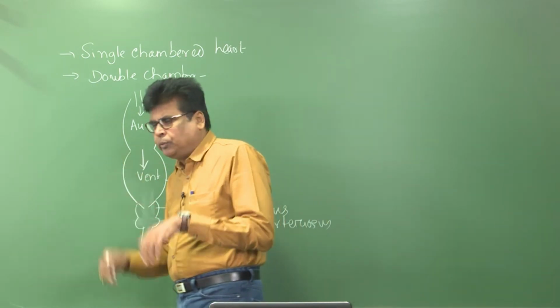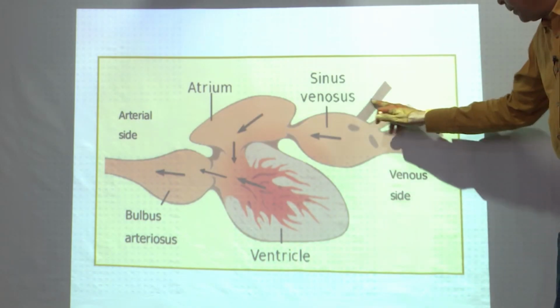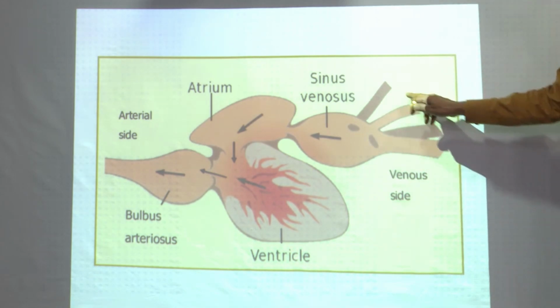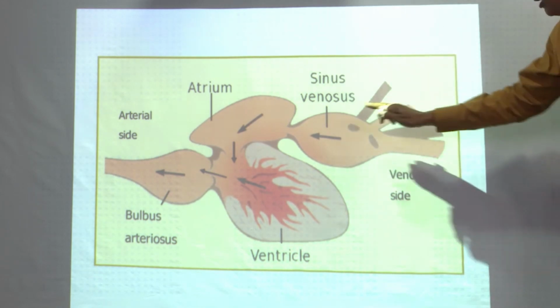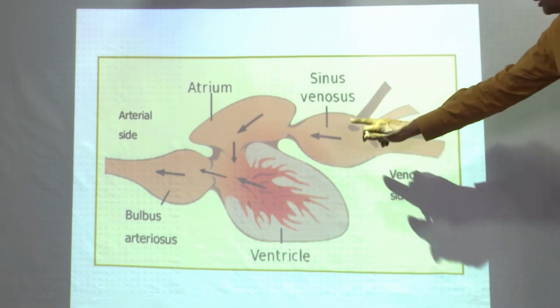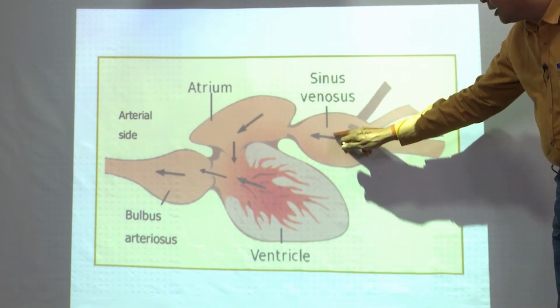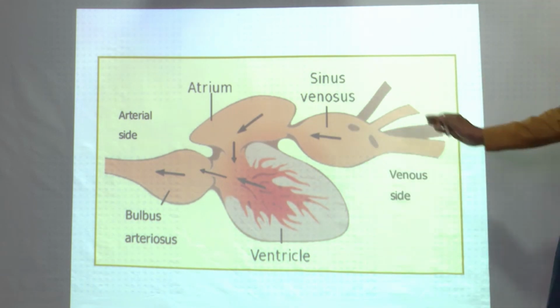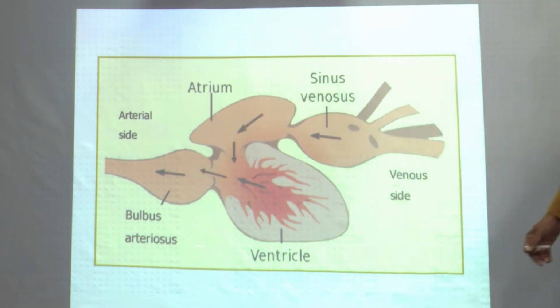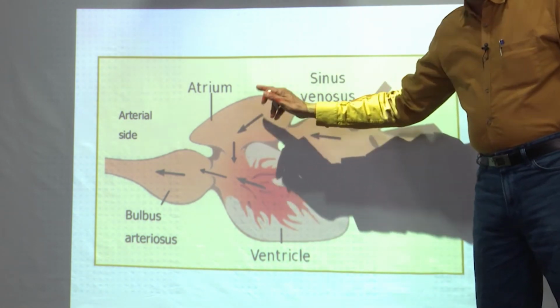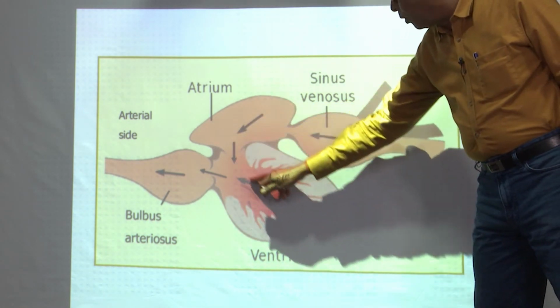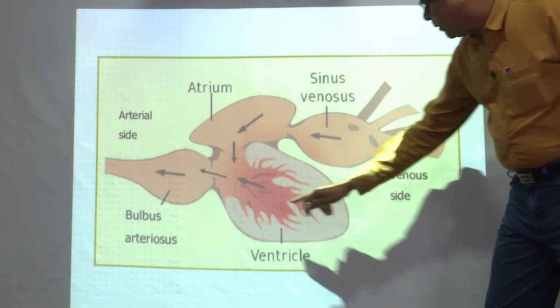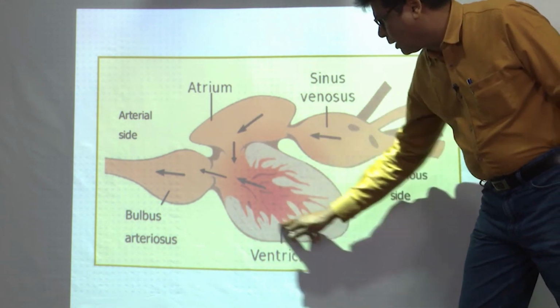Just I want to show you the diagram, you see. This is the venous side, okay, that means blood will be collected by this side, and in the case of fish this is known as the sinus venosus, okay. The sinus venosus will collect the blood, then this blood will pass to the atrium or auricle. From the auricle, I have given the direction, the blood will enter into the ventricle, which has a thick muscular wall, okay.